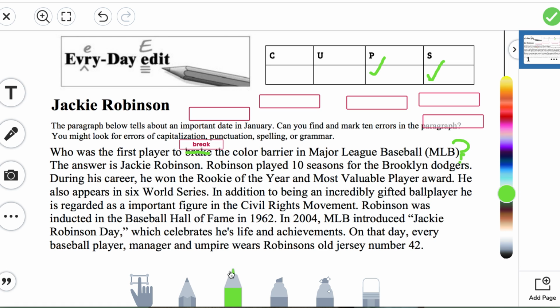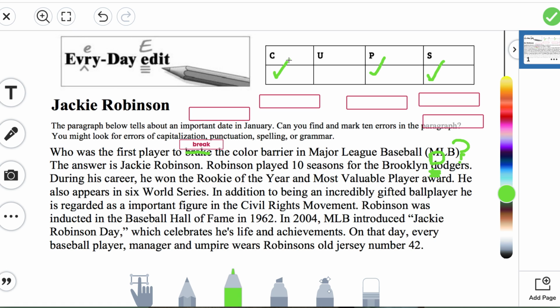Now, we need to capitalize Dodgers. So we're going to write an uppercase D 3 lines underneath because Brooklyn Dodgers is a proper noun. The name of a team is always going to be capitalized, the first letter of each word. So Dodgers, the D needs to be in all caps, a capital D. And that is dealing with words that need to be capitalized. So add a check mark underneath the C.